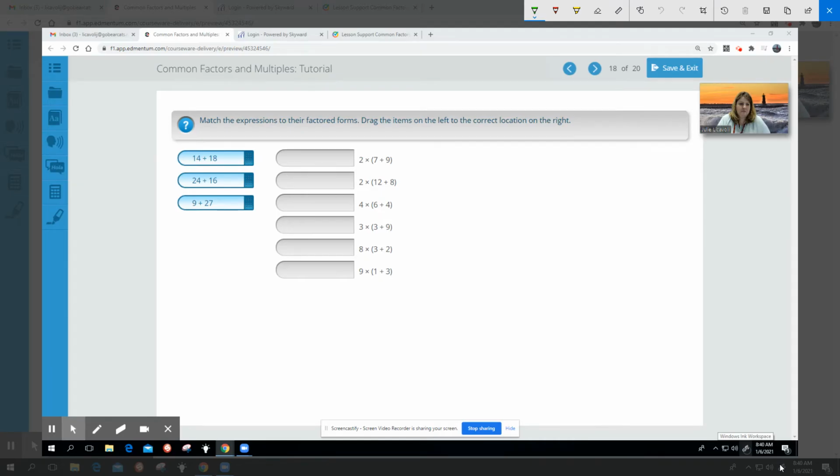Okay, so this one, each of these expressions is going to match with at least one of the factored forms on the right, but it actually can match with more than one factored form. So let's just look at 14 plus 18 first.